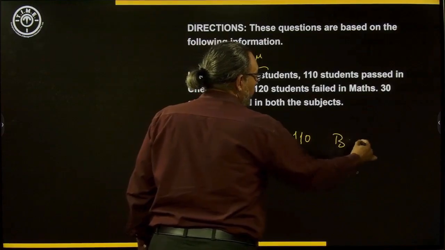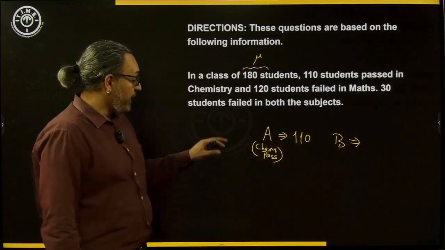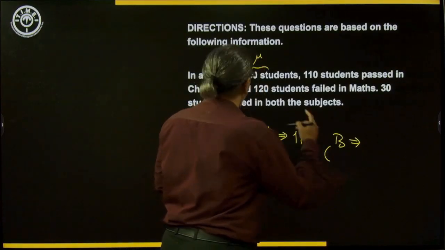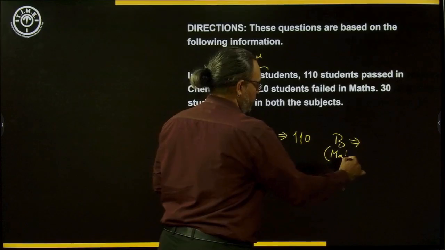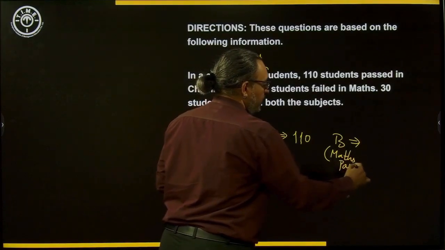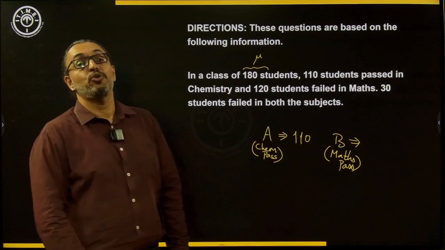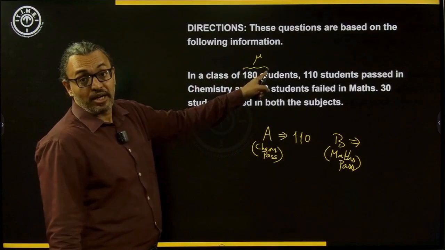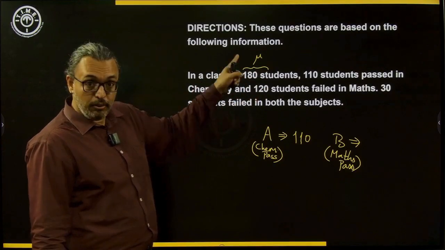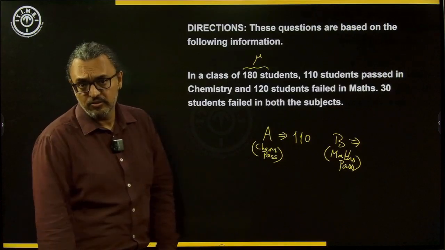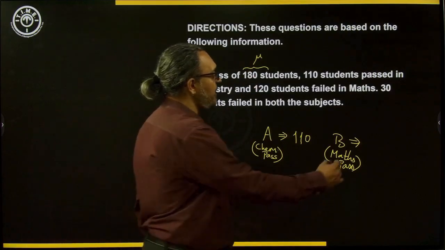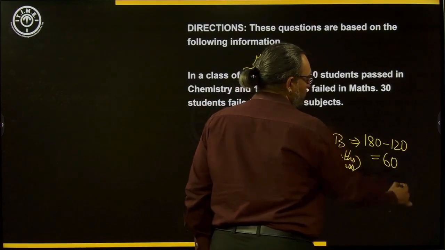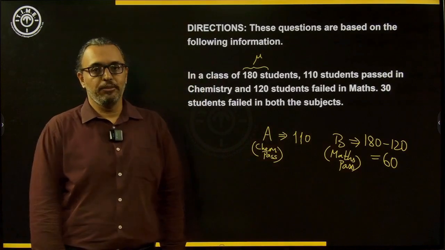Now B. If I take circle A as passing in chemistry, I should also take circle B as passing in mathematics. So maths pass, how many? But here maths pass is not given. 120 students failed in maths is given. We know the total students. You subtract the number of failed students from total, gives you the passing students in that subject. So 180 minus 120, that gives you 60. Those are the number of students who passed in mathematics. That is what you need to understand.